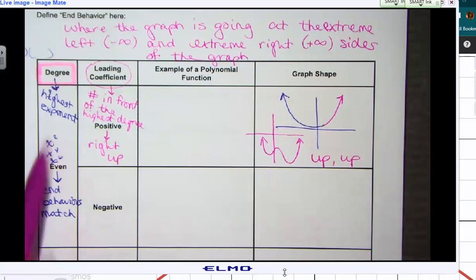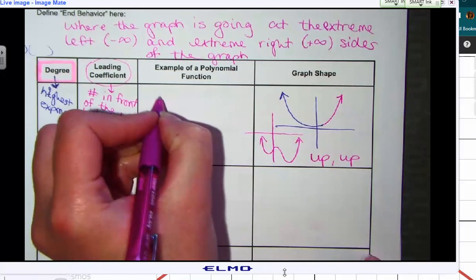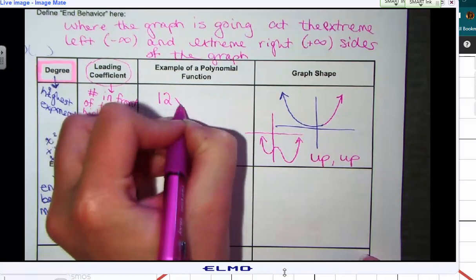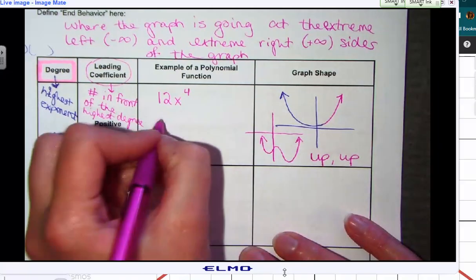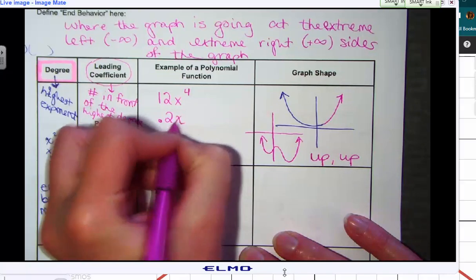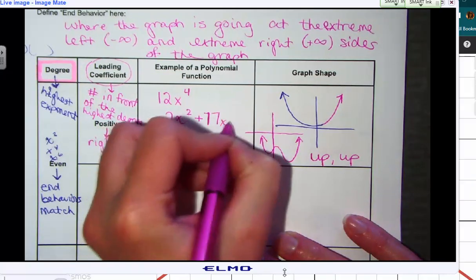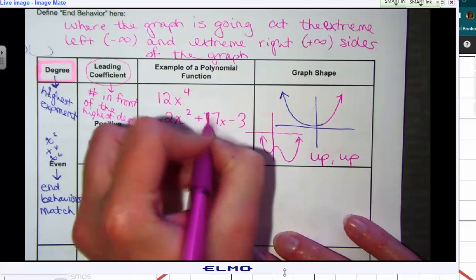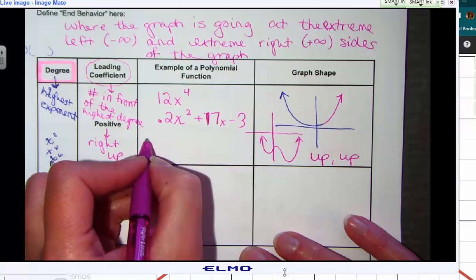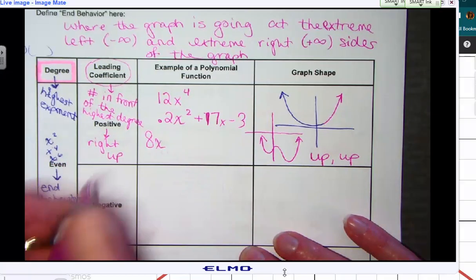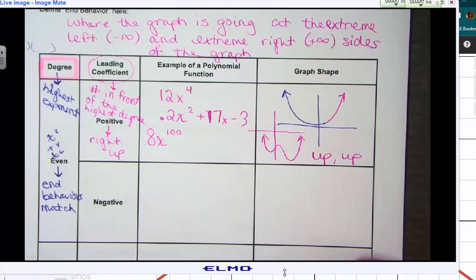Some examples of this, we just need to have things that have an even degree and a positive leading coefficient. Things like 12x to the fourth, something as simple as that. 0.2x squared plus 17x minus 3. Pick your favorite number. My favorite number is 8. Raise it up to any even exponent like 100.